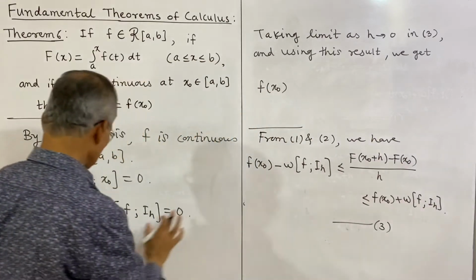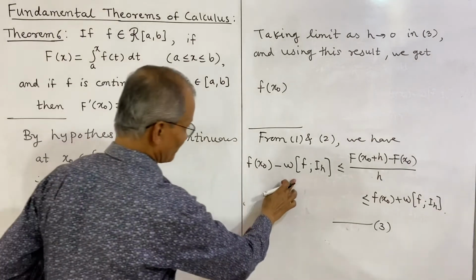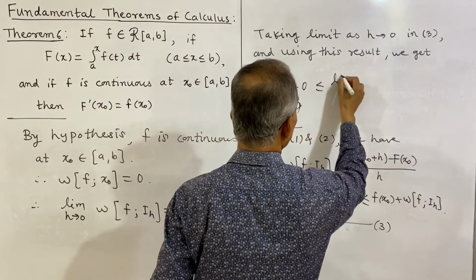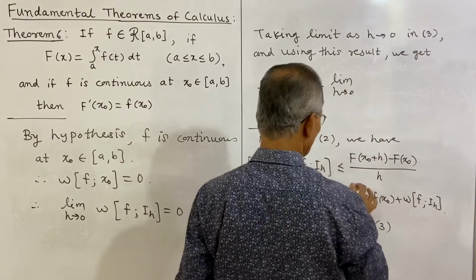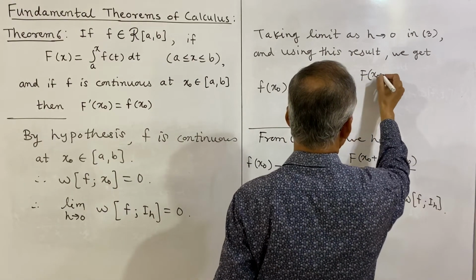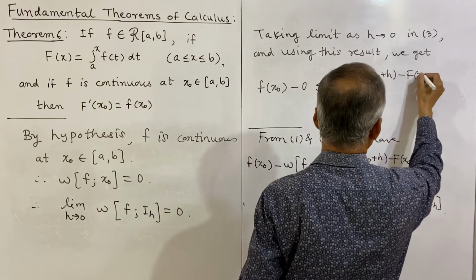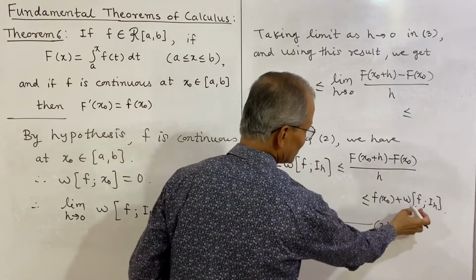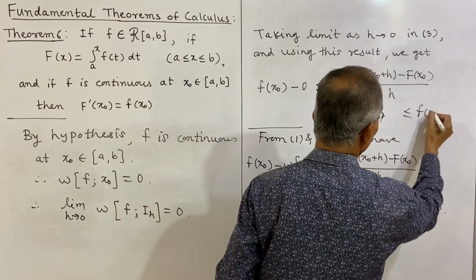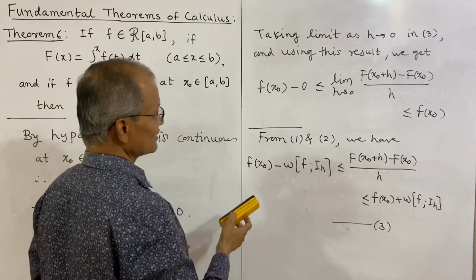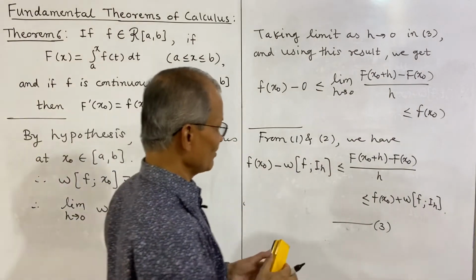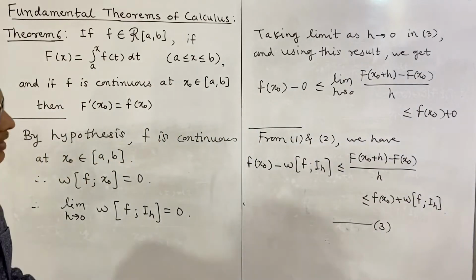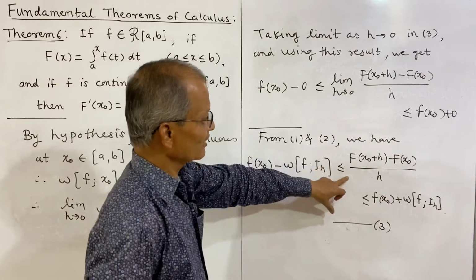And what is this value? When we take the limit, it is 0, so f of x naught minus 0 is less than or equal to the limit as h tends to 0 of f of x naught plus h minus f of x naught divided by h, and that is less than or equal to, here this value is becoming 0, so f of x naught. Actually we have written the direct value of the limit of this as 0, but for the middle we have written the limit as h tends to 0.